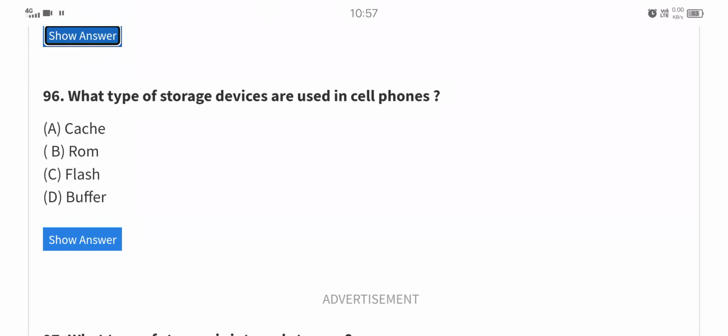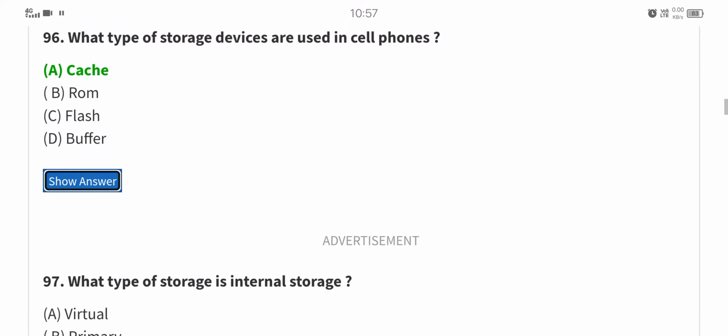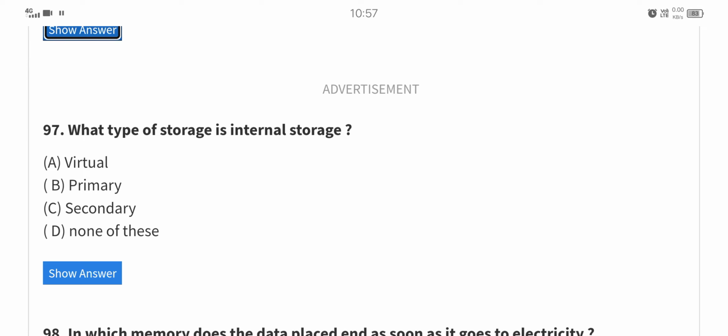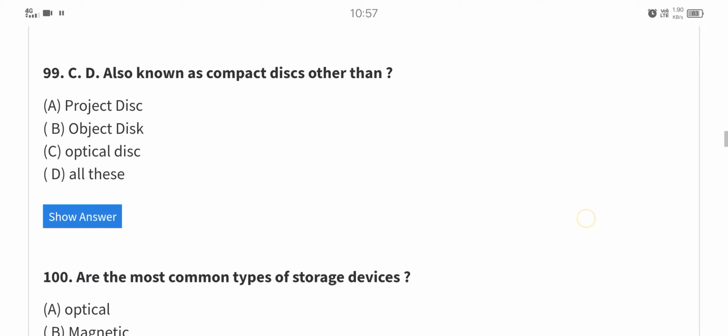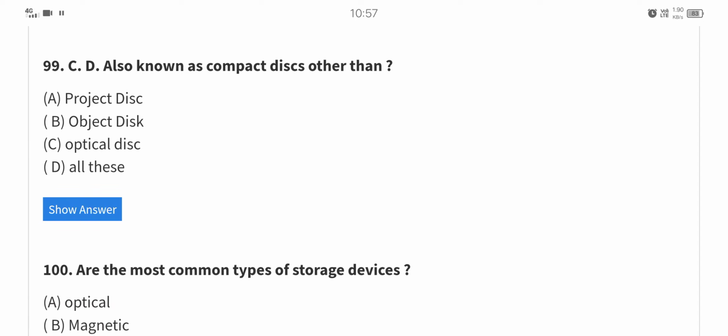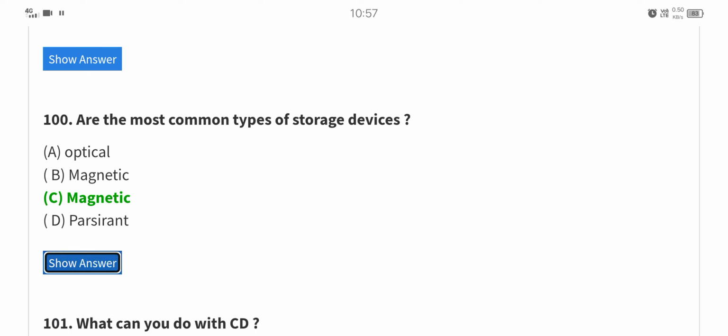What type of storage device is used in cell phones? Cache. What type of storage is internal storage? Primary. In which memory is data placed and lost as soon as the electricity goes? RAM. CD is also known as compact disc, other than optical disc. Magnetic storage devices are the most common types of storage devices. Magnetic.